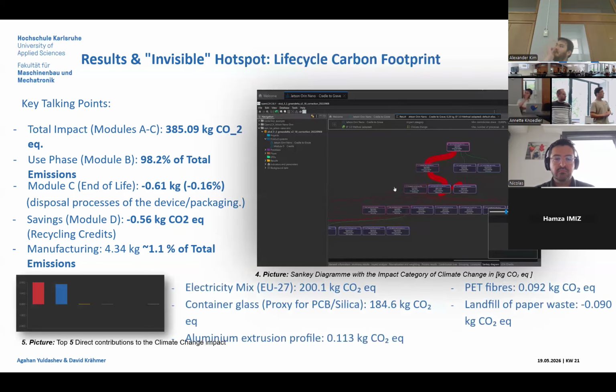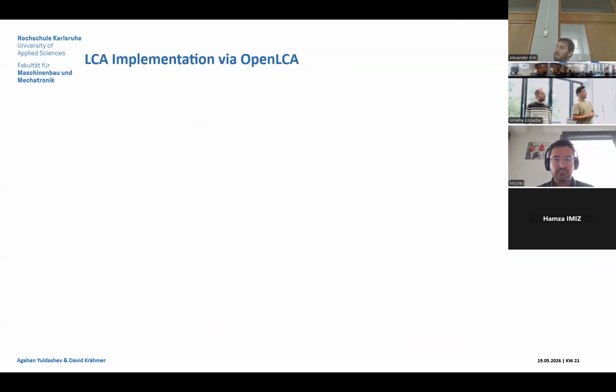And here on this picture we can see the main components and phases that account for total impact, which are electricity, container glass, aluminum extrusion profile, and fibers, and landfill of metal, which is part of the C module, the end of life module.